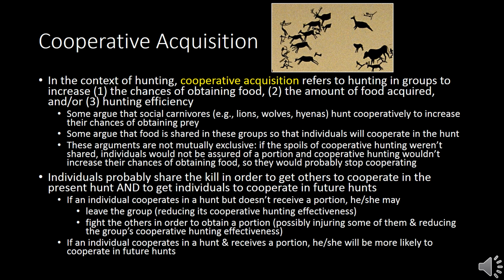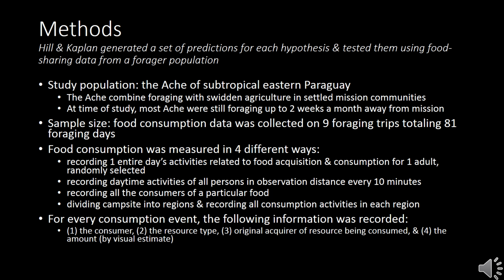But it's equally plausible that an individual will be more likely to cooperate in future hunts if he or she has participated in a cooperative hunt and received a portion of the kill. As Hill and Kaplan note, neither of these hypotheses has been tested. To test these hypotheses, Hill and Kaplan generated a set of predictions for each hypothesis and then tested them using food sharing data. The population that they used for their study, that is, the population in which they collected their data, is a group of Ache foragers.